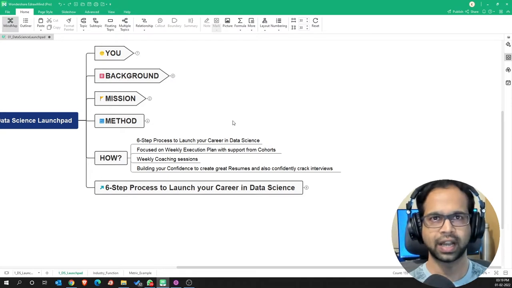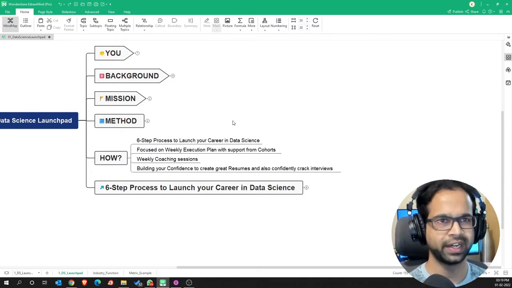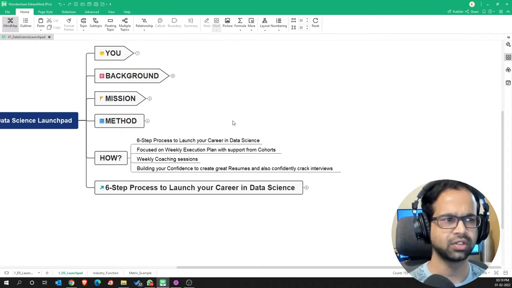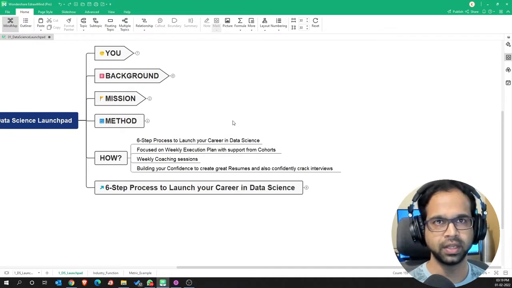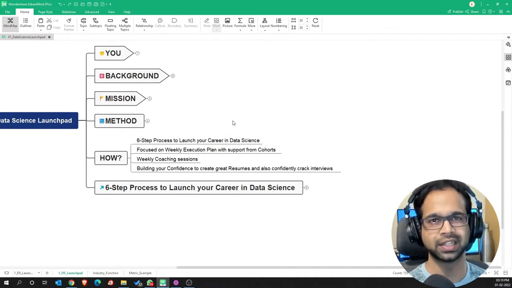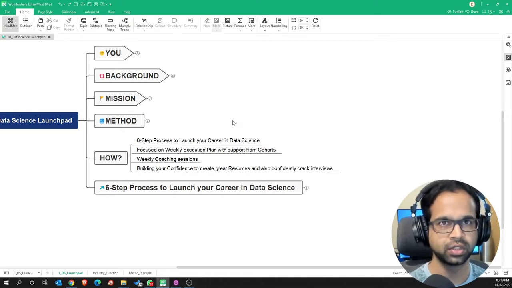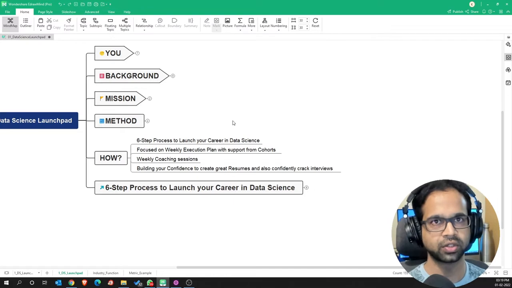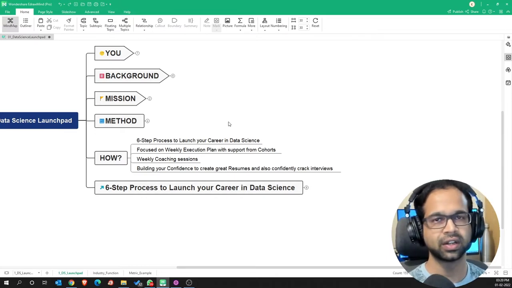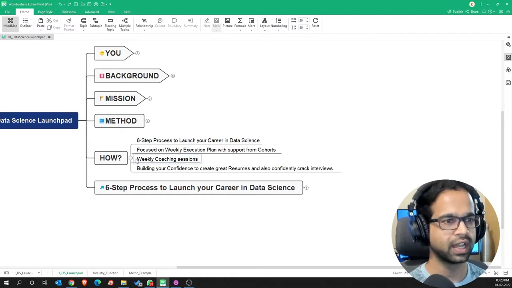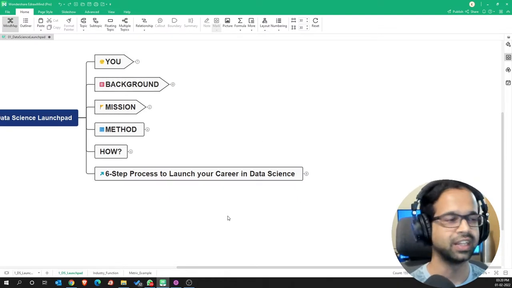So I've created a 6-step process to launch your career in data science. It's focused on a weekly execution plan with support from your cohorts. It has weekly coaching sessions by me or mentors that know the ins and outs of the businesses and the ins and outs of the tools to solve business problems. Also, you'll inherently learn to build your confidence while creating resumes and also confidently crack interviews. How cool is that? Now, let me walk you through the 6-step process of launching a career using data science, and this will not have any theory in place.